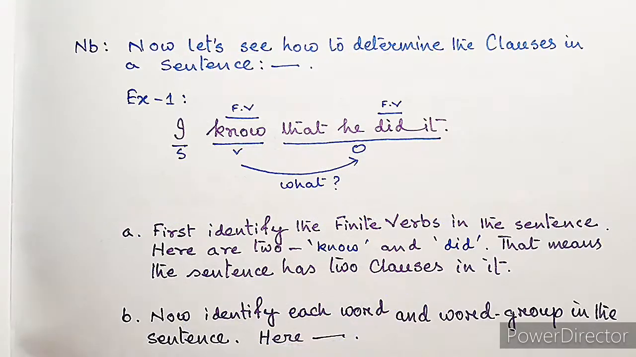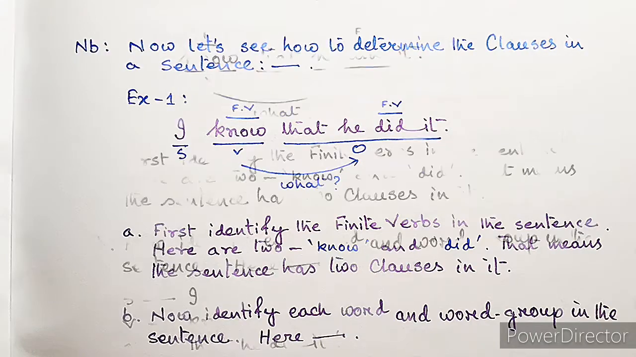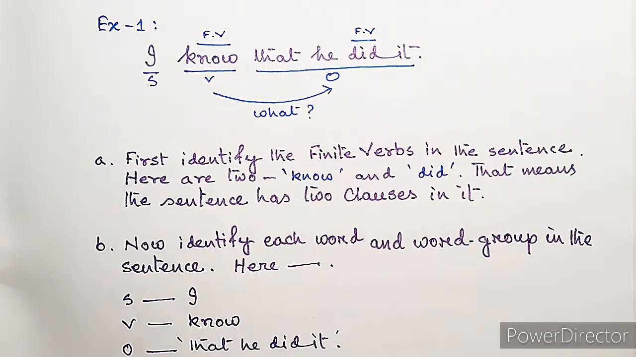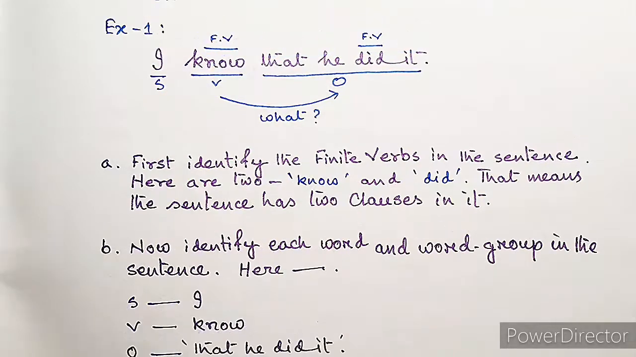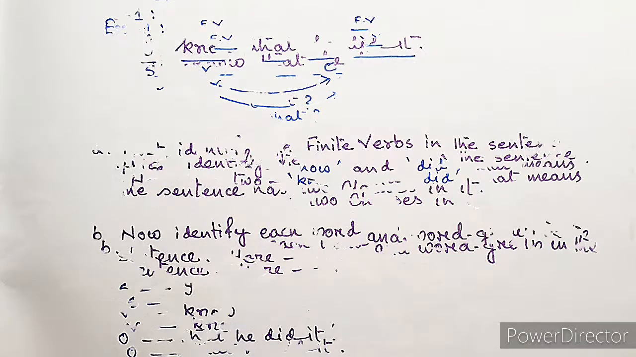Now let's see how to determine the clauses in a sentence. Have a look at the example. Example 1: I know that he did it. Take the notes. First, identify the finite verb in the sentence. In this sentence, there are two finite verbs. One is know and the other is did. That means the sentence has two clauses in it.